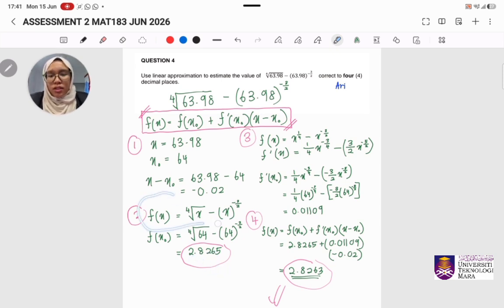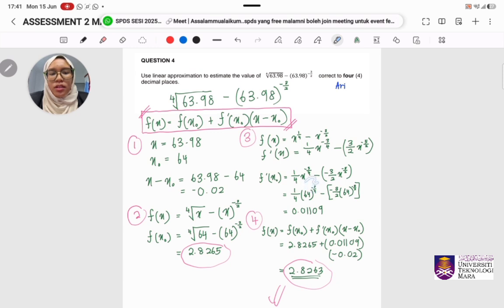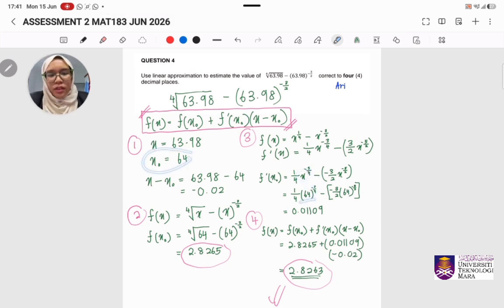Next, from this equation, I make it look easier for us to differentiate. For example, like square root of 4, I make it into a fraction number. So now it's easier for us to differentiate. So I get this one. After we differentiate, we replace the x number with 64 from here. Then insert this equation into the calculator and get the answer.